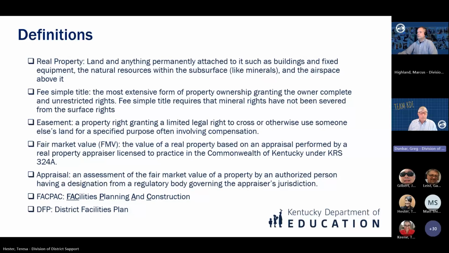Backpack, facilities planning and construction. That's our SharePoint-based system through which we administer construction and property transactions. DFP, everybody should be familiar with this term. That means District Facilities Plan. Next slide, please.